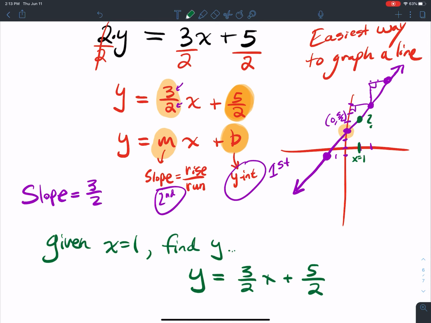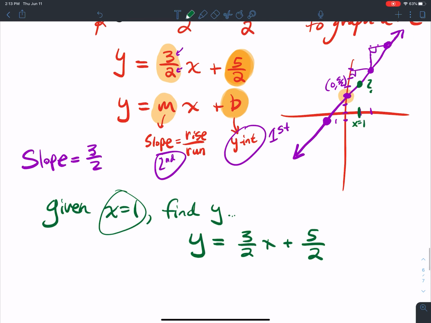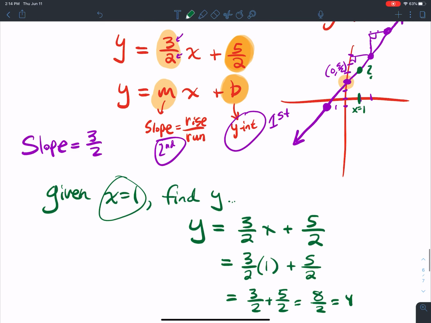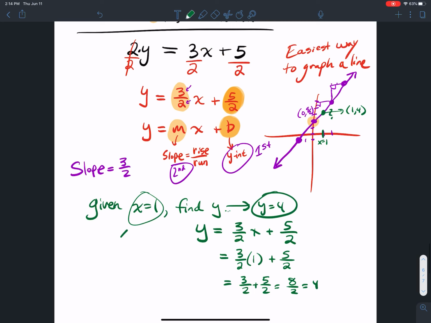plus 5 over 2. So if x is equal to 1, I replace x with a 1 to see what y is equal to. That's 3 over 2 plus 5 over 2, which is 8 over 2, which is 4. So that means that y is equal to 4. So this point right there is (1, 4). If you're given a point, you plug into the equation, and that will tell you what the y value is.